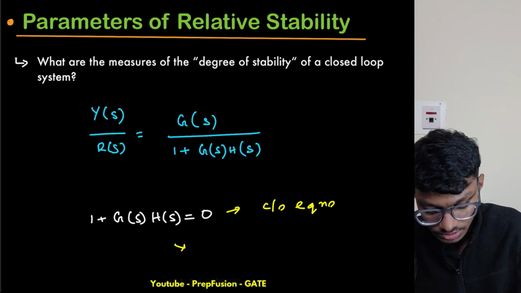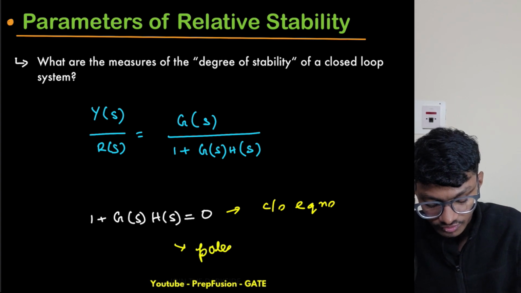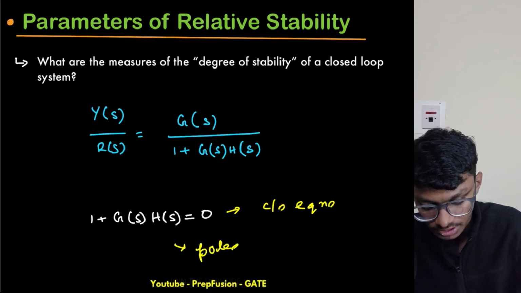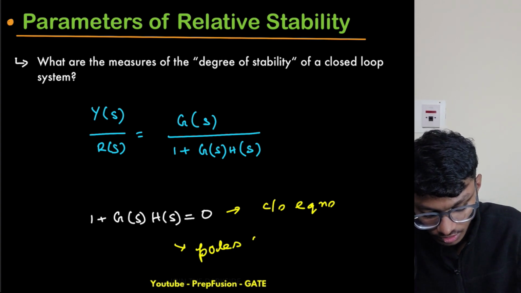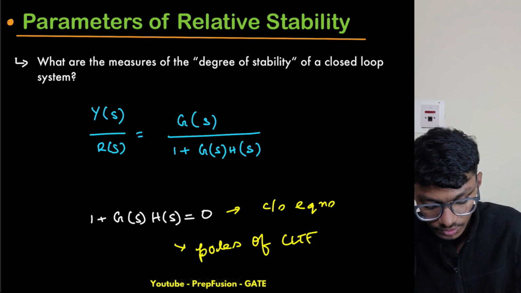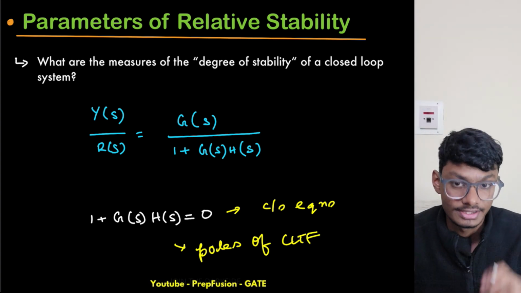And this helps us to find the poles, right? Whichever values of s are satisfying this equation, they will be my poles of CLTF, the closed-loop transfer function. Poles of CLTF. Now what is the interesting fact?